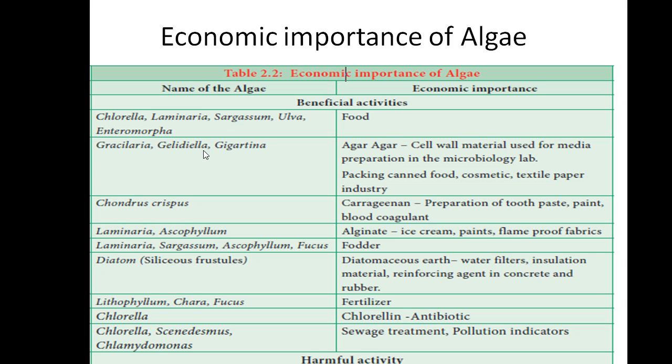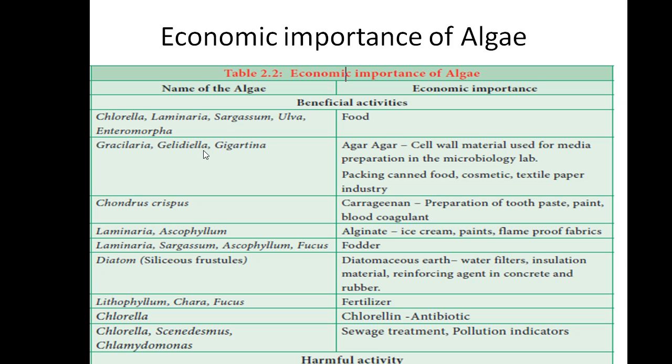And Chondrus crispus is an alga used in the preparation of toothpaste, paints and blood coagulant. Okay, carrageenan is produced by the alga Chondrus crispus. And Laminaria and Ascophyllum yield alginate. It's used in ice cream, paints and flameproof fabrics. Okay, coming to flameproof fabrics, it means things like polythene covers can be made from this. And Laminaria, Sargassum, Ascophyllum and Fucus are used as fodder. Fodder is nothing but animal feed.